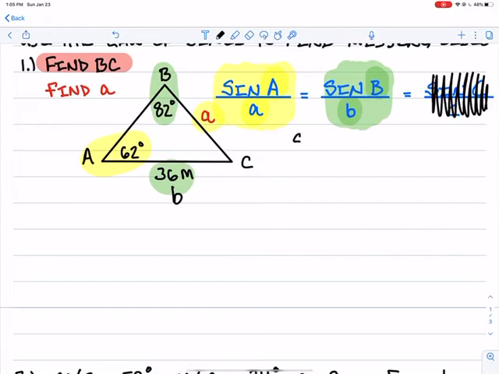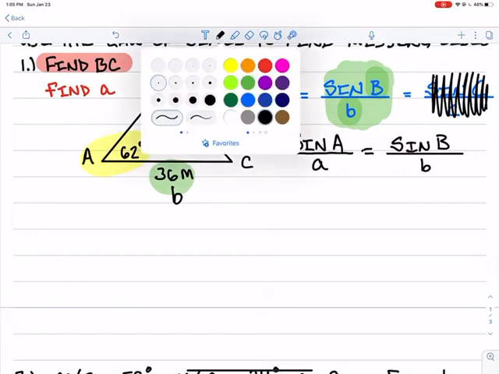So I have the sine of A over side A equals the sine of B over side B. And all I need to do is fill in this formula, which is not that bad.